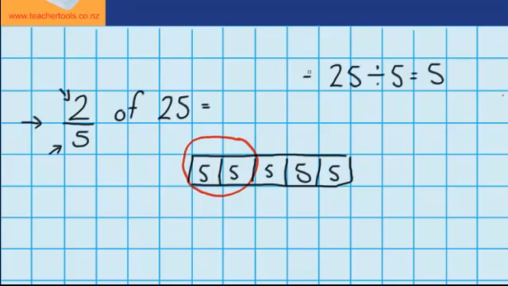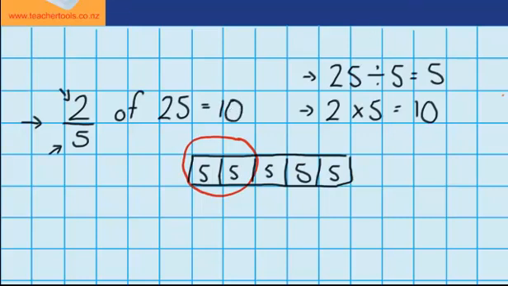So that's step 1. Now in step 2, I want to work out how many candles are on the 2 pieces. Since I'm interested in 2 pieces, I can see there are 2 groups with 5 candles on each piece. So 2 times 5 is 10. So the answer to 2/5 of 25 is 10.